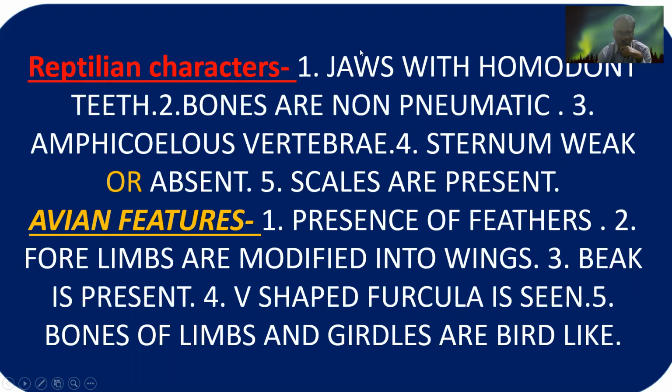The reptilian features here are the jaws with homodont teeth. The teeth are similar in nature. Bones are non-pneumatic. They are not filled with gas. The amphicoelous vertebrae, sternum weak or absent. Scales are present. The avian features are the presence of feathers, and the forelimbs are modified into wings meant for flying. Beak is present. V-shaped furcula is seen. Bones of limbs and girdles are bird-like.